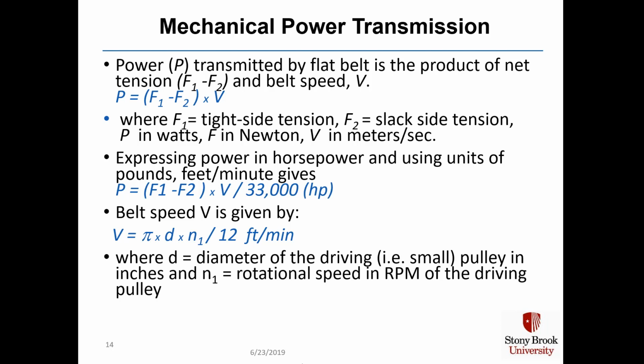The belt speed V is given by V equals pi times D times N1 divided by 12, and that gets you the belt speed in feet per minute, N1 being the rotational speed in RPM of the driving pulley.